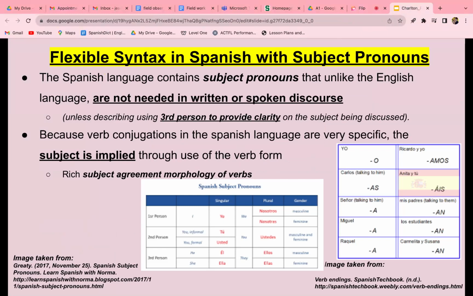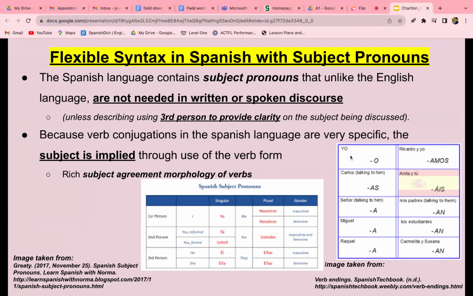Some main differences between the Spanish and the English language is that the Spanish language contains subject pronouns that you don't actually have to use within written, spoken discourse, or just conversation in general. This is because there is some implication through the morphology of the verbs, with the verb endings, that already directly implies who the subject of the sentence may be.